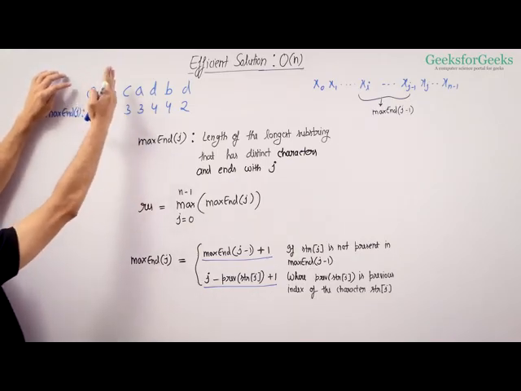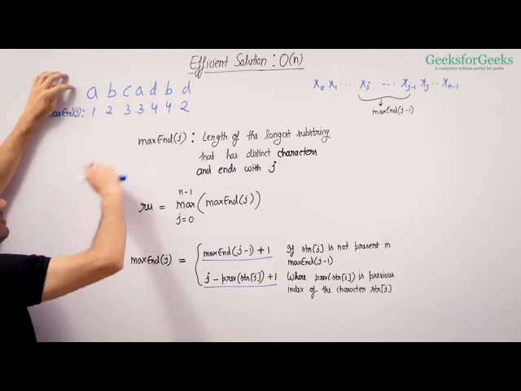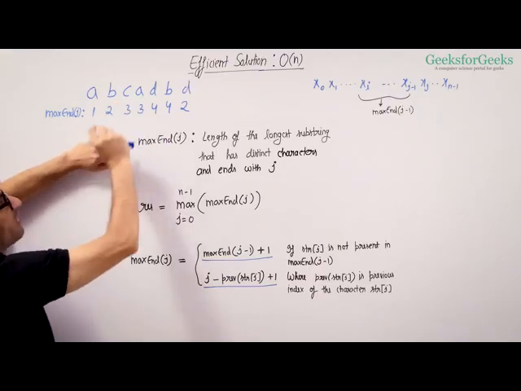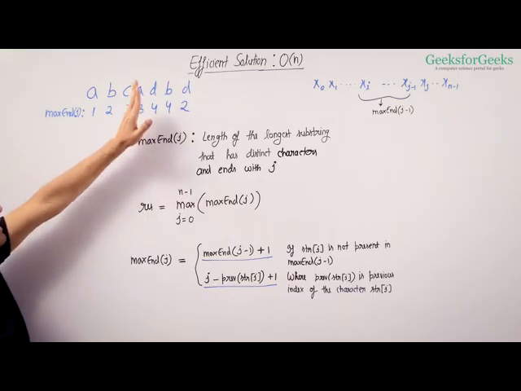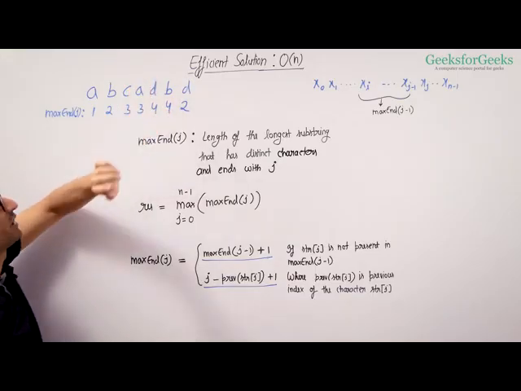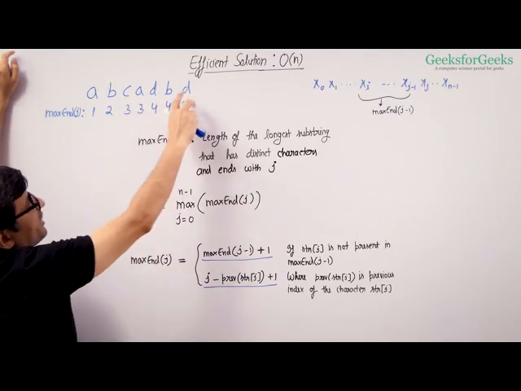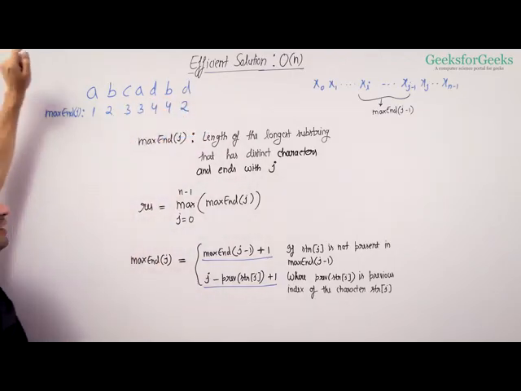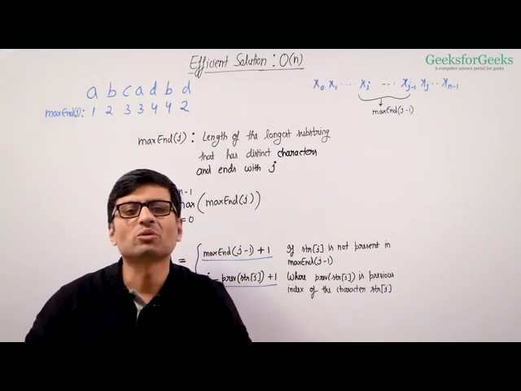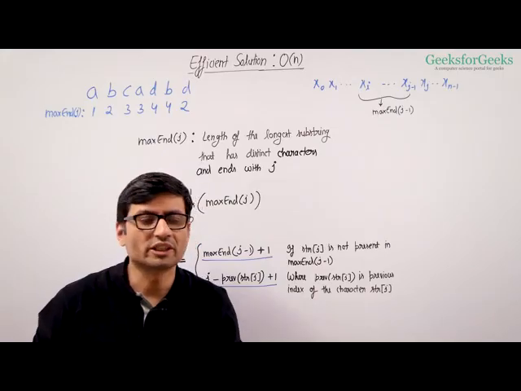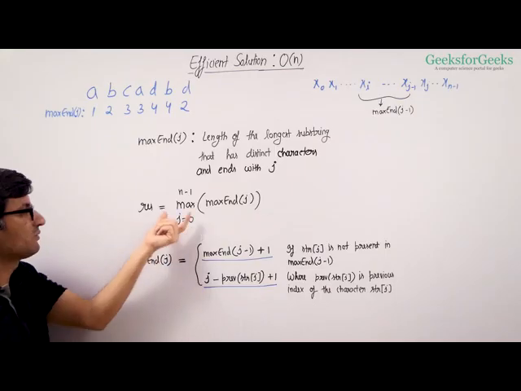The longest substring that ends with B and has all distinct characters is AB. For C, it's ABC. For A, this is BCA. For D, this is BCAD. The string must end with this index and should have all distinct characters. For B, the string is CADB. For B at the next index, the string is B, and for D, the string is BD. So if I compute all these values for every index, I simply need to return the maximum of all these values at the end. So our result is the maximum of maxEnd[j], where j goes from 0 to n minus 1.